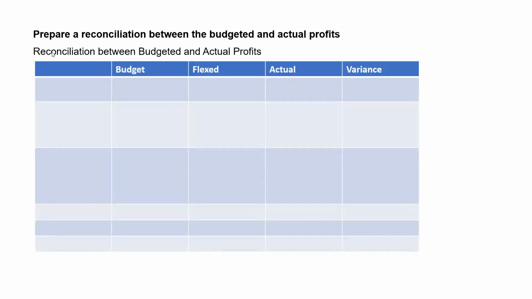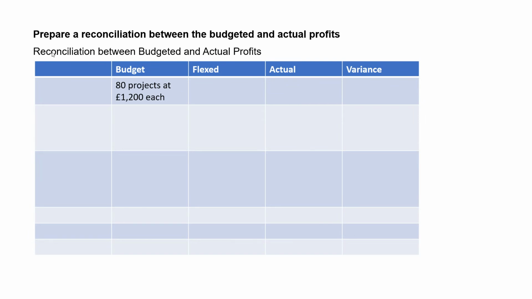So prepare a reconciliation between budgeted and actual profits. So here we have the reconciliation between budgeted and actual profits. Here we're going to have a budget column, a flex column, an actual column, and a variance column. So the budget, we were told, were 80 projects at £1,200 each. The flex budget is 90 projects at £1,200 each, and the actual is 90 projects at £1,150 each.